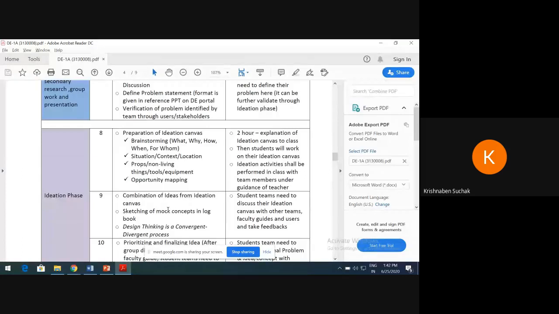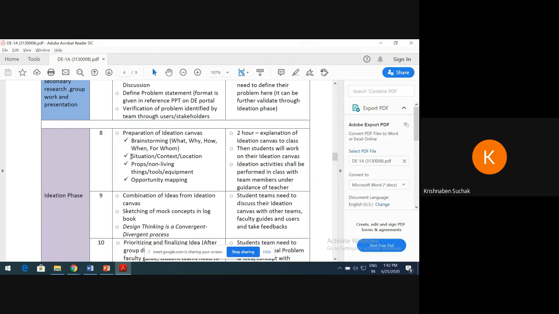Next is preparation of the ideation canvas. Now see, different kinds of canvases are there. You have to prepare the ideation canvas. In the ideation canvas, which are the things you need to keep in mind? That is brainstorming: what, why, how, when, and for whom. This is the question of brainstorming.